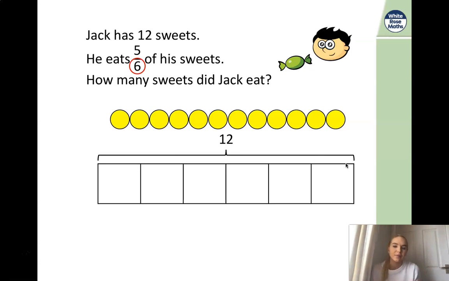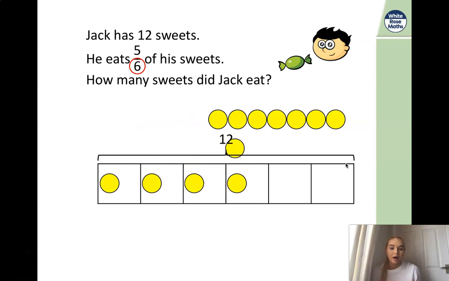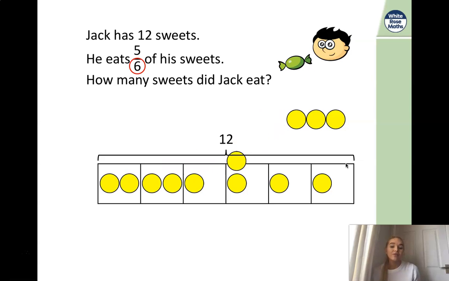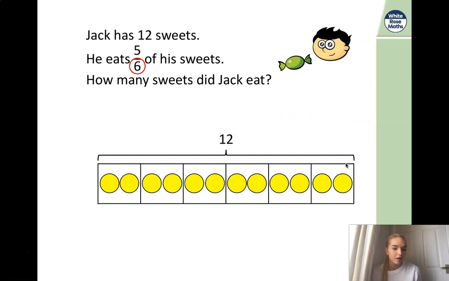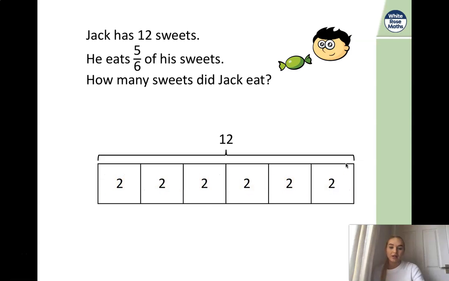worth 12 sweets. So what we can do is split our counters by 12, so we can see that we have got 2 counters in each part, and we can change this into the digit format, which would be 2 in each of them. And we can see this because 2, add 2, add 2, add 2, add 2, add 2, or 2 multiplied by 6 gives us 12. What we've also done there is 12 divided by 6 equals 2. 12 divided by our denominator 6 equals 2.